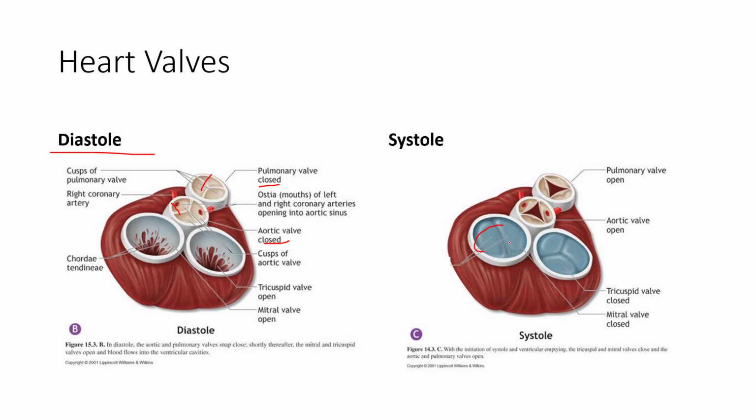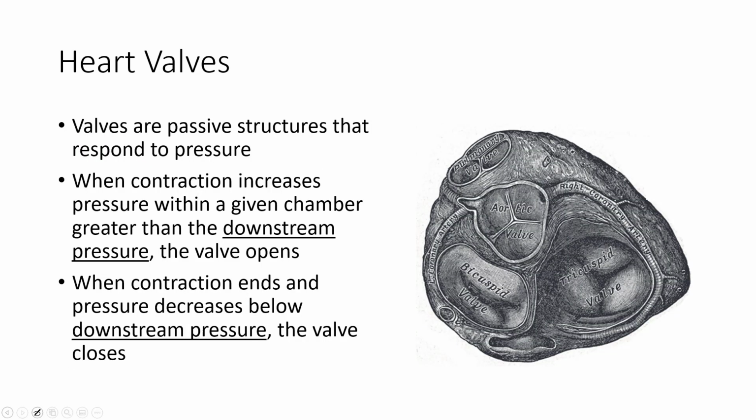Then as we contract and contract, we eventually create enough pressure to allow the semilunar valves to open, the aortic and the pulmonic, and blood egresses out of the heart. So again, just a little review of some physiology. Again, heart valves, passive structures, they respond to pressure changes.